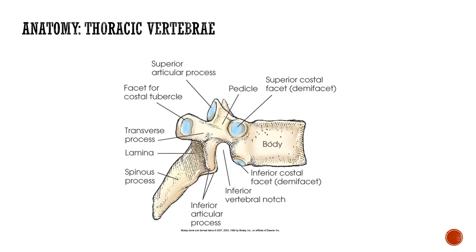And so here's the thoracic vertebra, just showing it from the side view. Looking at the body, here's the costal facet, or the demifacet, for the head of the rib. And here's your superior articular process, inferior articular processes, the lamina, the longer spinous process that is going to be positioned more inferiorly. And we have the costal facet for the tubercle of the rib, and then the pedicles over here.